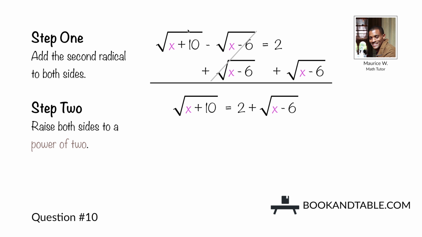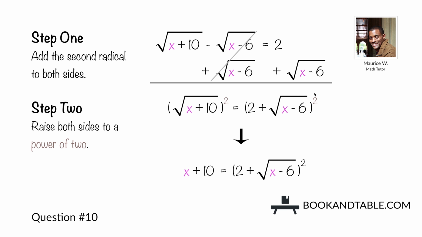Isolate the first radical by adding the second radical to both sides, eliminating it here, leaving you with just the square root of x plus 10 on the left side, and 2 plus the square root of x minus 6 on the right side. To eliminate this radical, raise both sides to a power of 2, leaving you with x plus 10 on the left side, and 2 plus the square root of x minus 6, squared, on the right side.